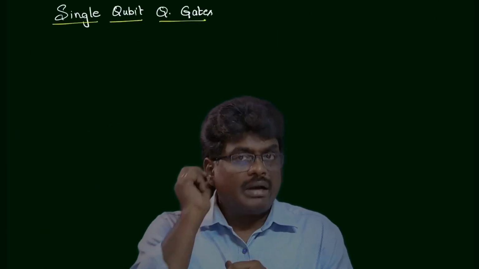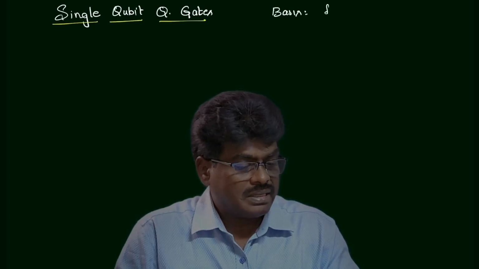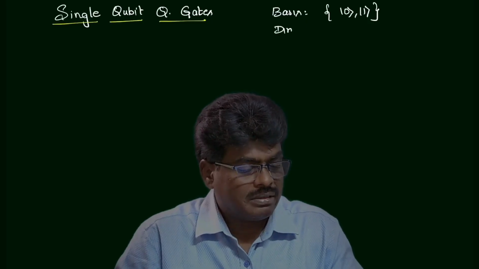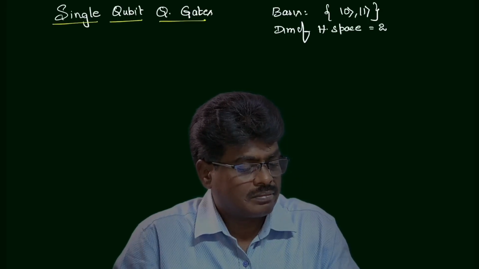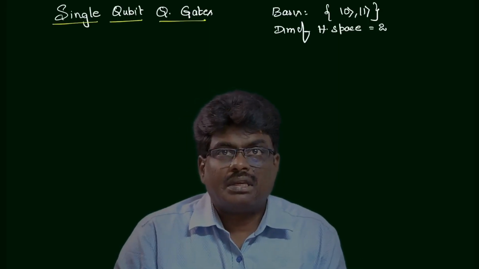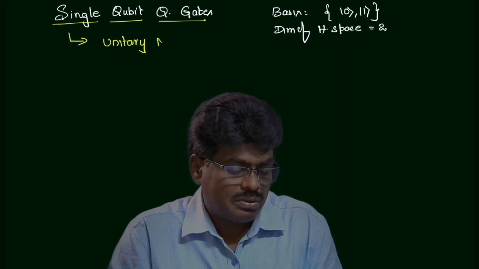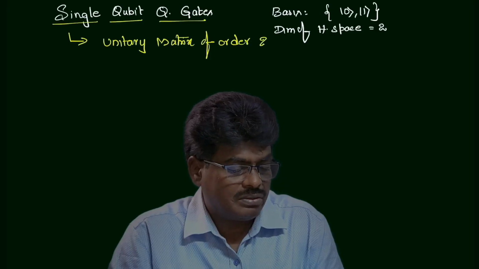Okay, so now next I'm going to start single qubit quantum gates and some quantum circuits. Whenever you have a single qubit, basis states we have two, that is 0 and 1. That means the dimension of Hilbert space is 2. Then if you have a single qubit quantum gate, it is represented by a unitary matrix, a unitary matrix of order 2.